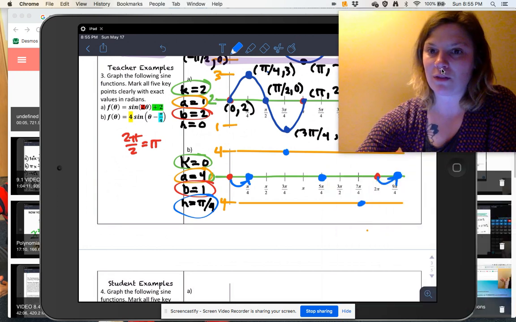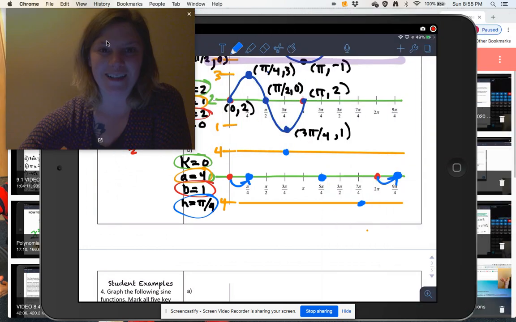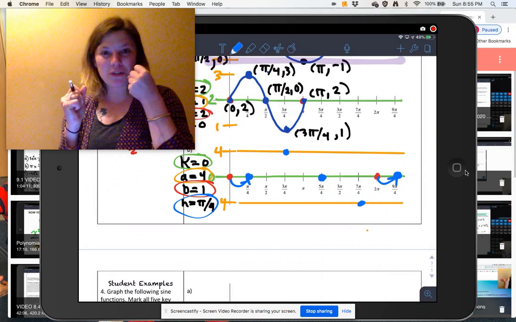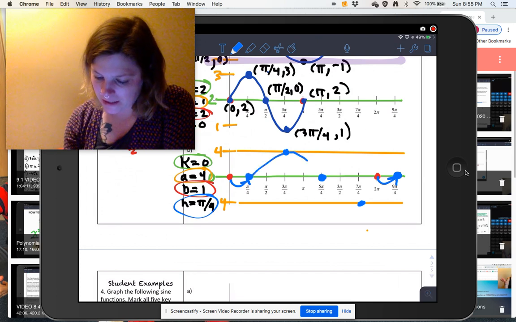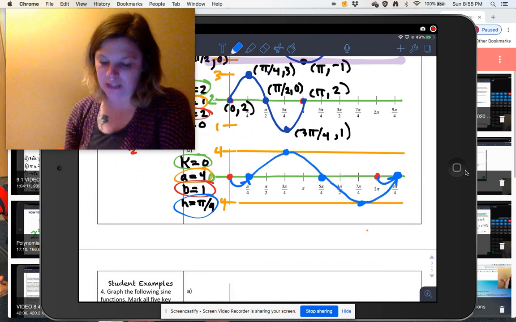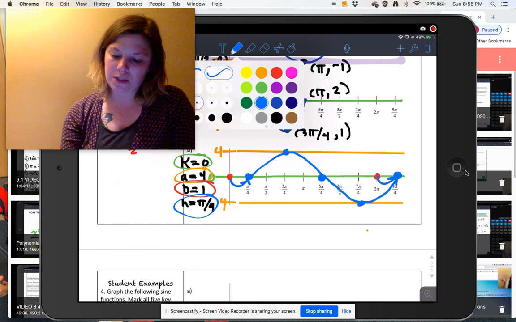So I might have to move my floating head here so you can see it. Okay, so now just connect the dots. We got a beautiful sine graph here. We need to put in our key points.